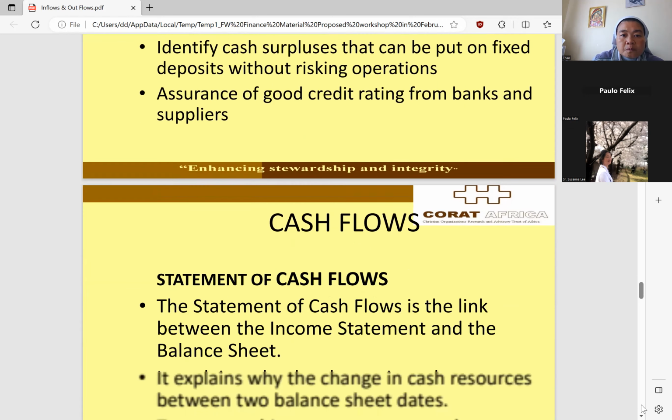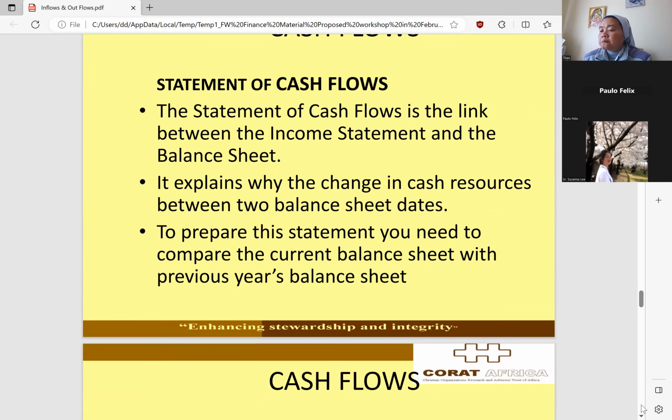Now, statement of cash flows. The statement of cash flows is the link between the income statement and the balance sheet. It explains the change in cash resources between two balance sheet dates. To prepare this statement, you need to compare the current balance sheet with the previous year's balance sheet. So you need these different statements so that you are able to understand the movement of money in your organization.